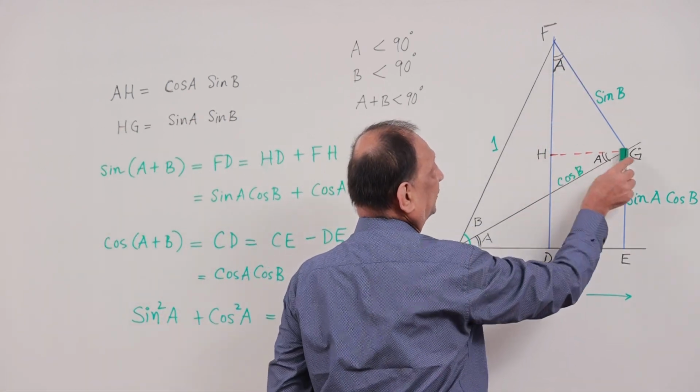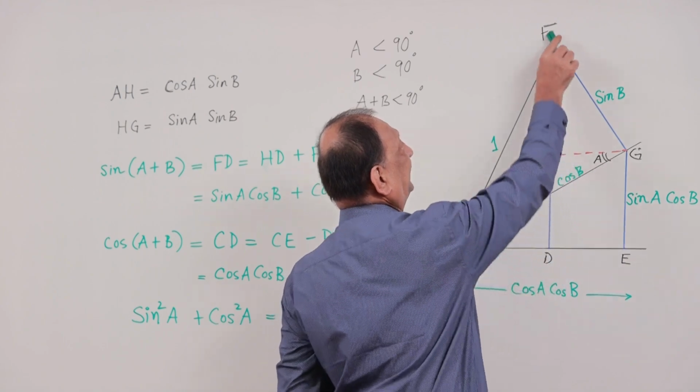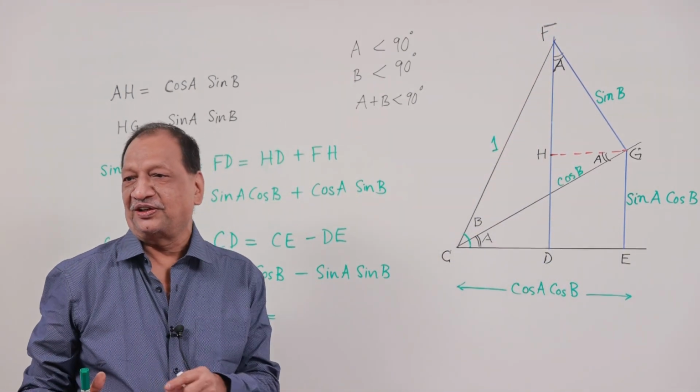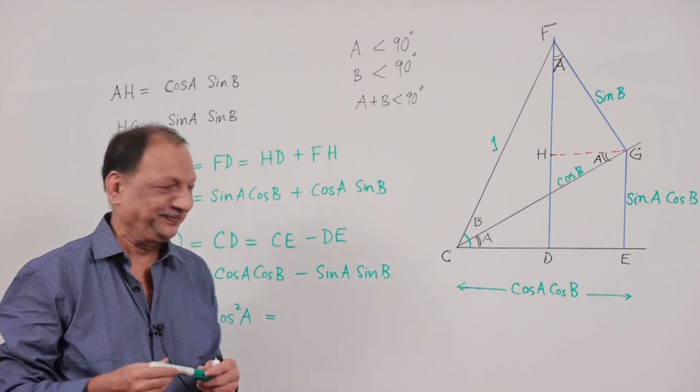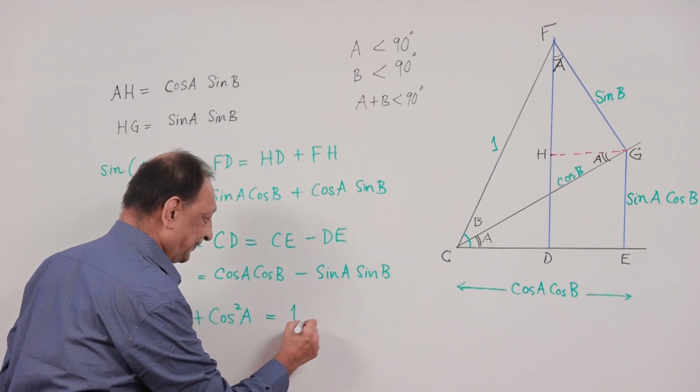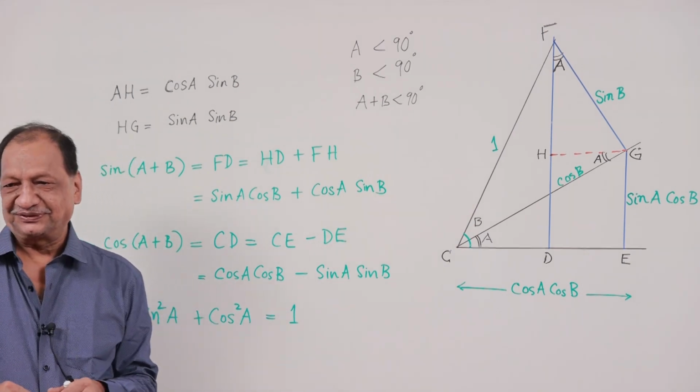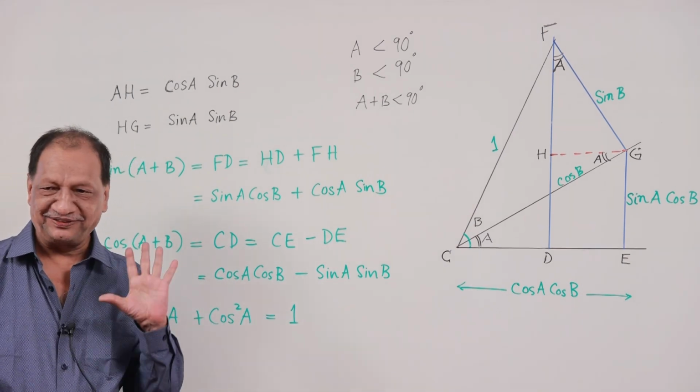sin A is the opposite side, cos A is the adjacent side. The squares on the opposite side and adjacent side, if you add, you will get the square of the hypotenuse. And that hypotenuse is 1. So sin squared A plus cos squared A is always 1.